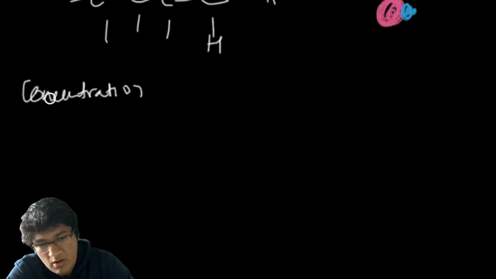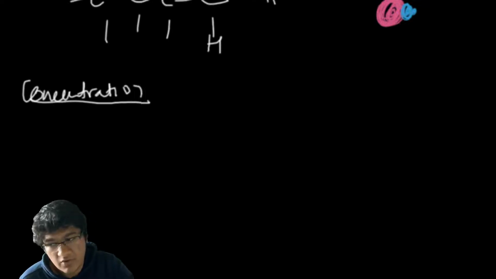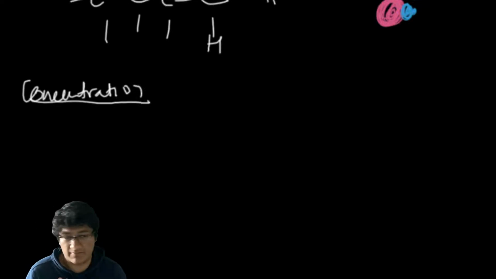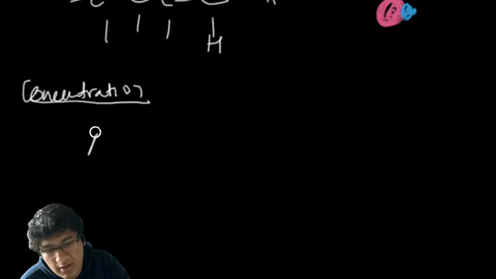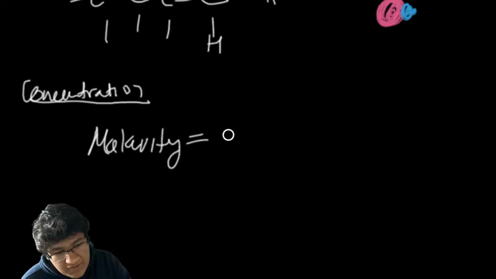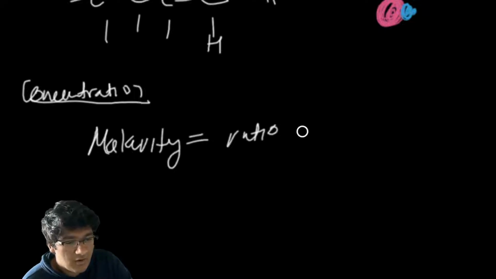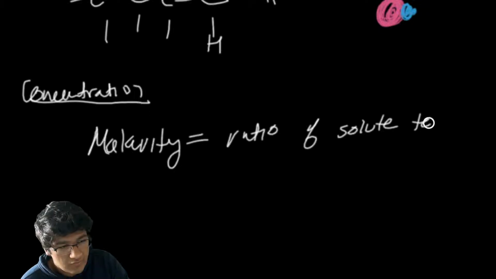Concentration depends on two things, and what concentration means is how much solute per solvent is in a solution. You can find concentration by percent by mass, percent by volume, parts per million, parts per billion, whatever it might be, and finally molarity, which is what we're most generally going to be using. So molarity is just a general term describing the ratio of solute to solution.